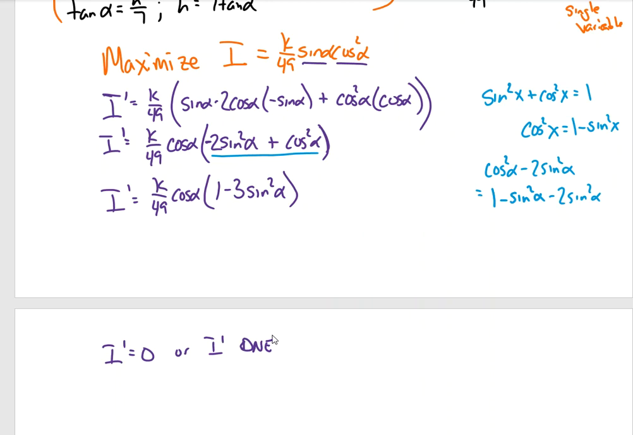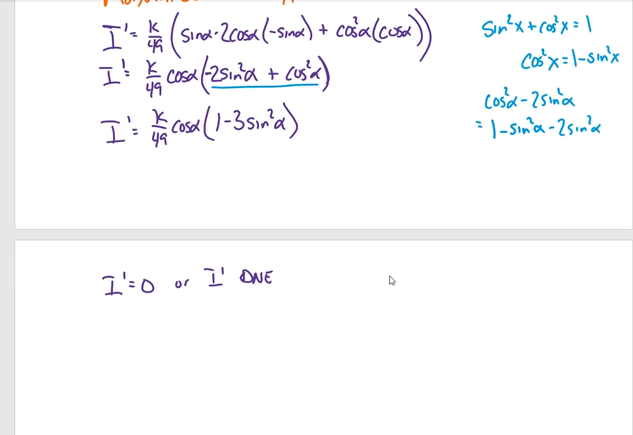So this will happen when the derivative is 0 or the derivative does not exist. Other than 49, we have no denominators going on here that's going to mess it up. Everything should be cool, so we don't have to worry about that one. 0 equals k over 49 cosine of alpha times 1 minus 3 sine squared of alpha.